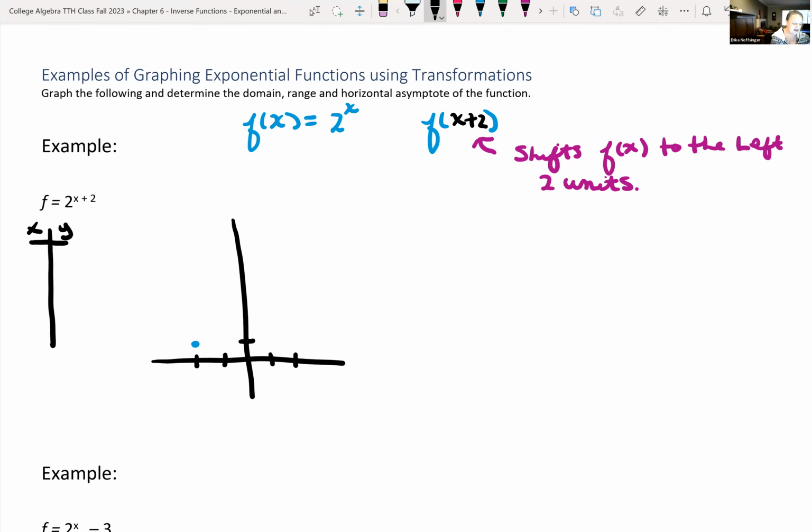So let's plug in, let's say 0. Well, we already did that. So let's plug in 1. So we get 2 raised to the 3rd power, which is 8. Actually, let's plug in 0. We didn't do that. So that would be 2 squared, which is 4. If we plugged in -1 for x, -1 plus 2, and the exponent gives me 1. So 2 to the 1st power is 2.